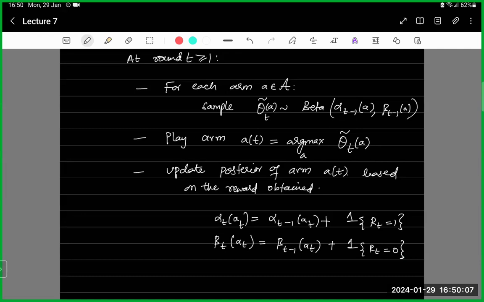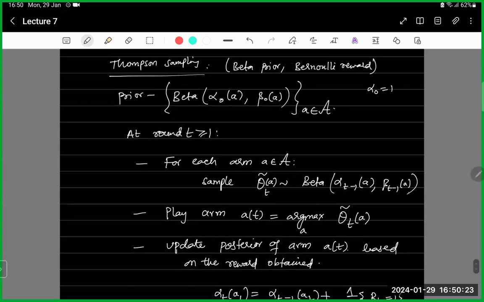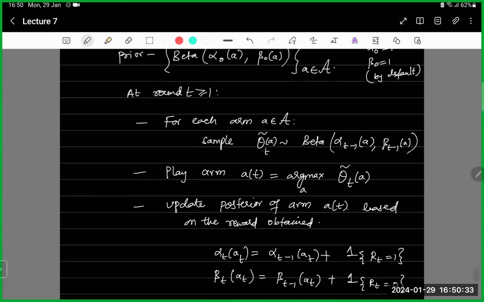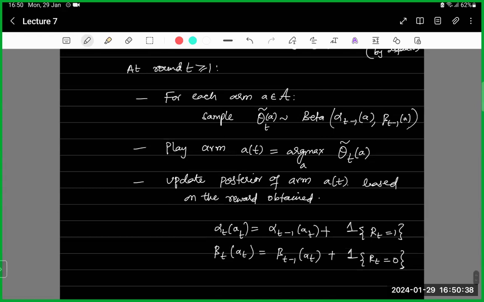So this is the Thompson sampling algorithm. Are there any doubts in this algorithm? The algorithm is clear, right? By default you can take these priors. You take these priors and play arms while you keep updating your beta distributions. So you keep getting one sample from your beta distributions and then play that arm. Yeah, this is the Thompson sampling algorithm.